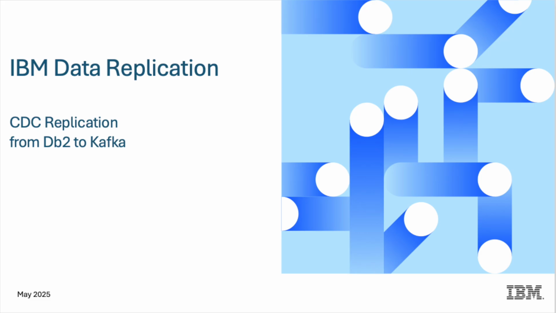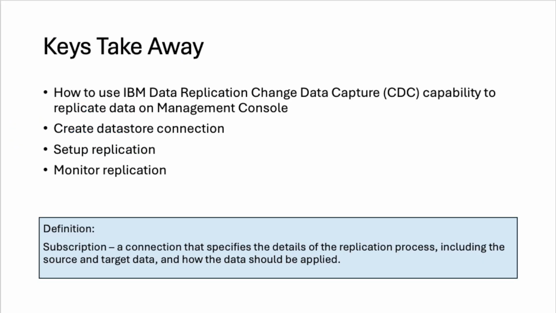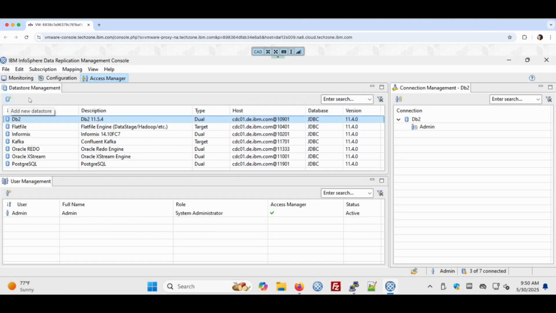Help your organization modernize infrastructure without disrupting existing systems. In this demo, I will show you how to replicate data from Db2 to Kafka to enable real-time data processing from Management Console. In Management Console, we see three tabs: the Access Manager, Configuration, and Monitoring tabs, from which you can access a number of different views depending on your role and access level.